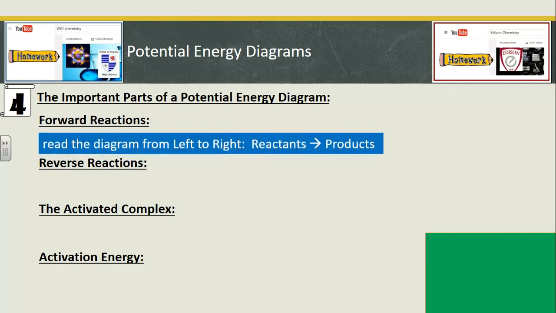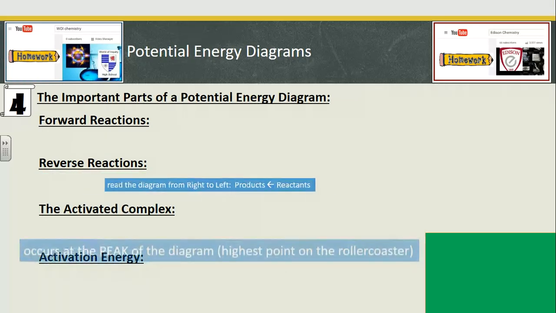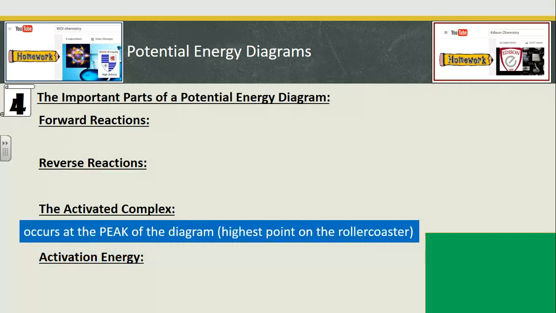So for forward reactions, you got to read the reaction from left to right, reactants to products. That's simple. Okay, reactants are on the left, products are on the right, just like all chemical reactions. Reverse reaction, you got to read the diagram from right to left. So if this reaction is going to be run in reverse, you read from right to left. Pretty straightforward. The activated complex always occurs at the peak of the diagram.